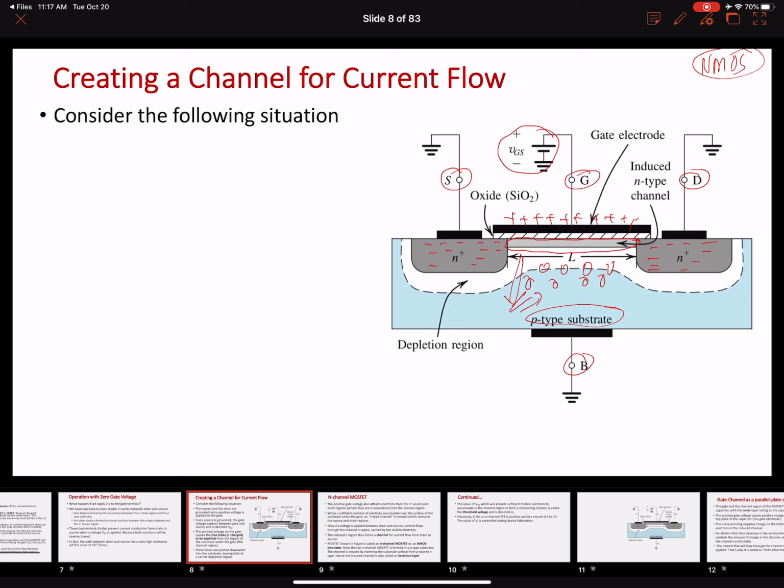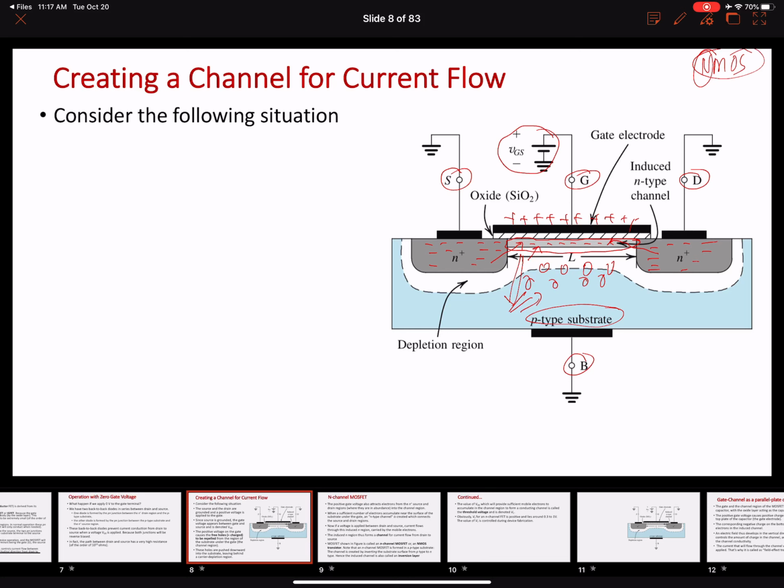At the same time, this positive gate electrode will also attract the majority electrons from the source and the drain, and these electrons will start to accumulate in the channel region. Once sufficient electrons have accumulated in the channel region, this process is known as inducing a channel or creating a channel. Now, why is this transistor called an NMOS? Because we ended up creating an N-type channel, right? The majority carriers in this channel are free electrons. In contrast, we will discuss later, in a PMOS, the substrate will be N-type and the channel will be P-type. Okay, so this is where we were last time.